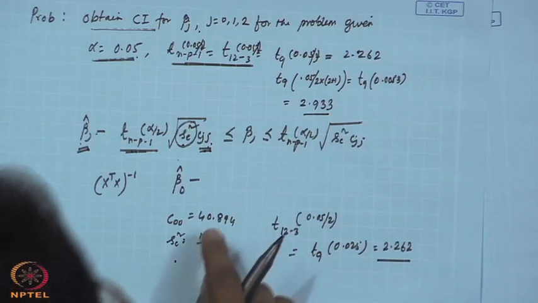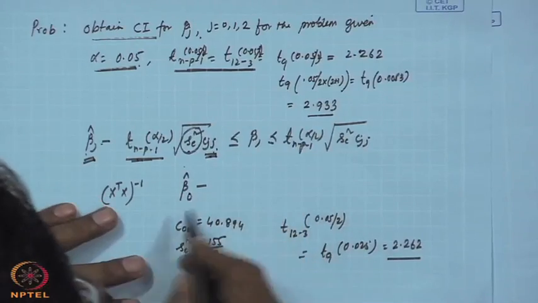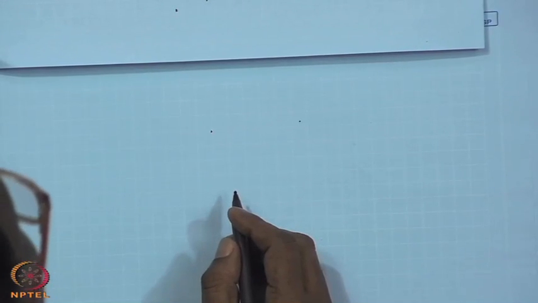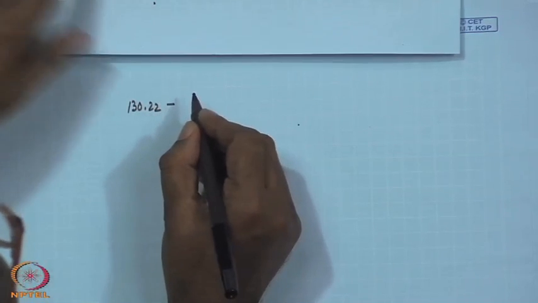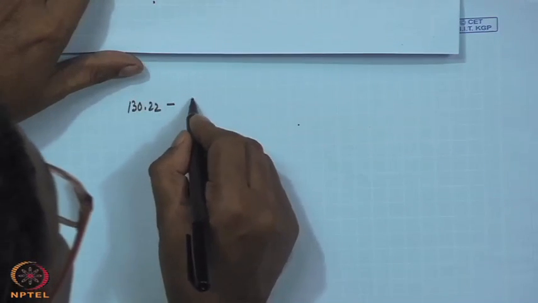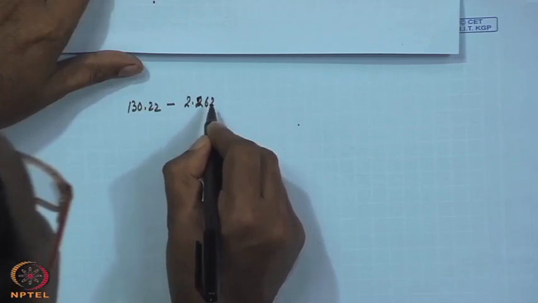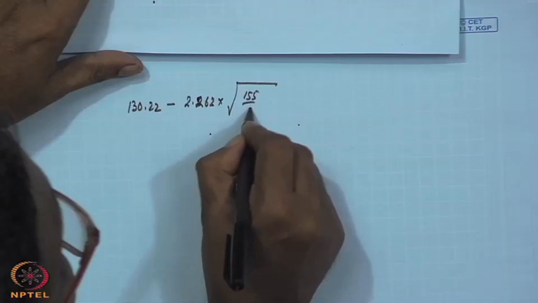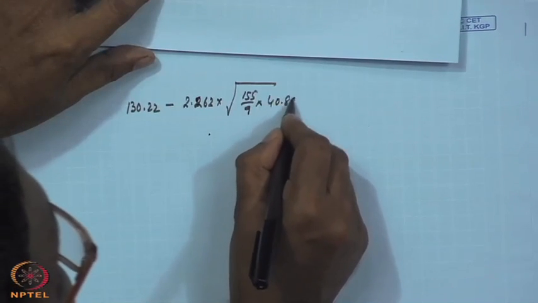Okay. So, now let us put all the values here. So, our beta 0 is 130.22 minus t 9, 0.025, which is 2.262, into the square root of 155 by 9 into C 00, which is 40.894.